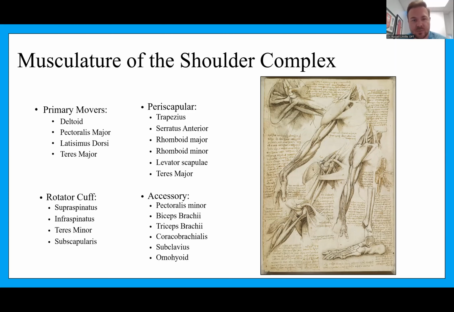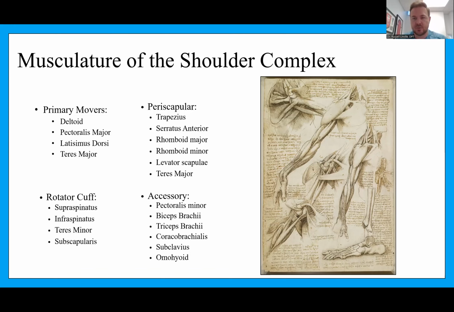So these are muscles that are around or attach into the scapula: your trapezius, serratus anterior, rhomboids, levator scapulae, teres major. And then we have your accessory muscles. These are muscles that help with force coupling. They also help with stability and maybe non-primary movements of the shoulder complex. So your pec minor, biceps brachii, triceps brachii, coracobrachialis, subclavius, and omohyoid.